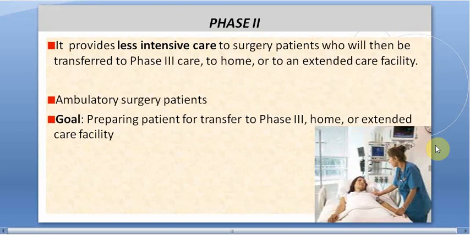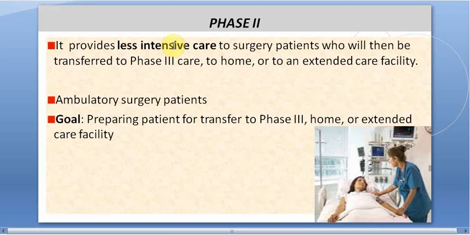Second one is phase 2. Phase 2 is coming after phase 1. Phase 1 was immediate care. In phase 2, it requires less intensive care. Here the patient has to be monitored but not very closely. They have crossed phase 1, the chances of risk are less, but you must observe the patient here. You need not observe continuously, and vigilant monitoring is not essential.